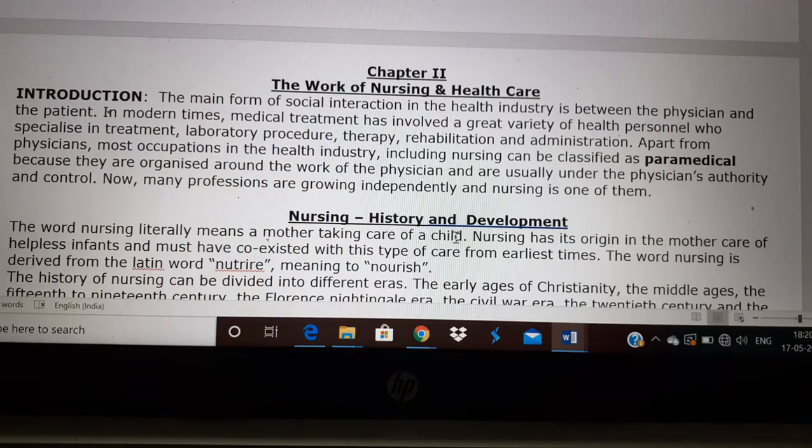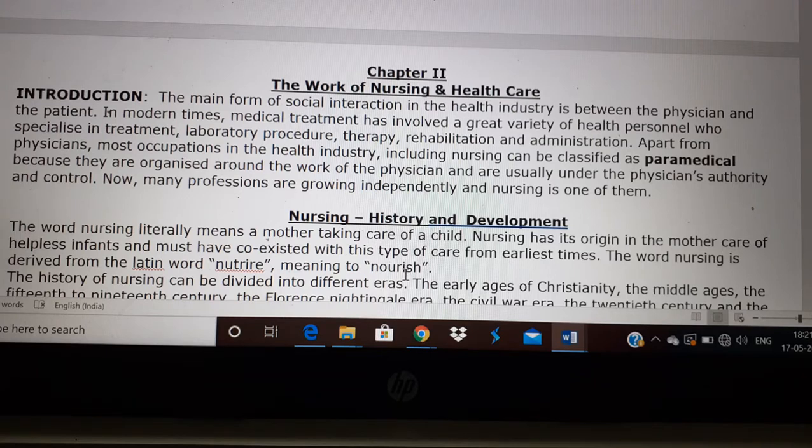Good morning, students. Today we are going to see the second chapter of your syllabus, the work of nursing and healthcare. Okay, so this chapter is mainly about nursing and what they do in healthcare. The social interaction in the health industry. Social interaction means the interaction between professions, mainly between the physician and the patient.